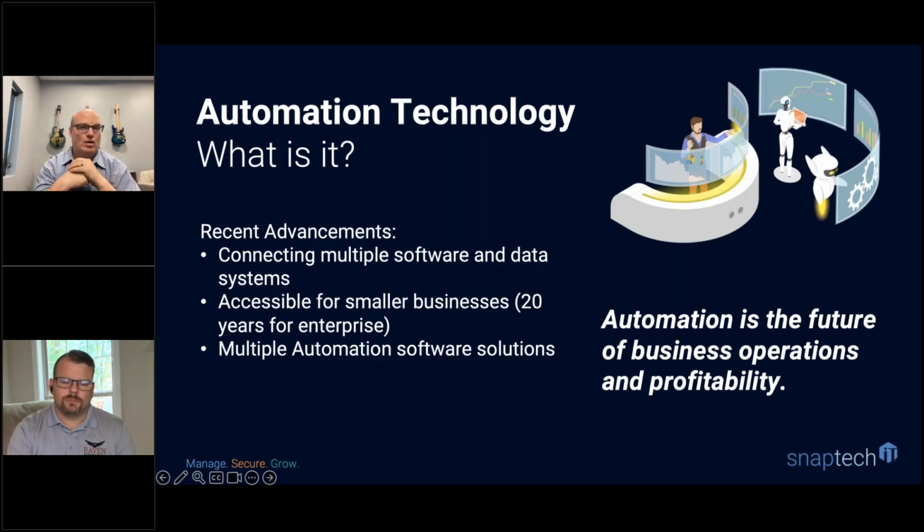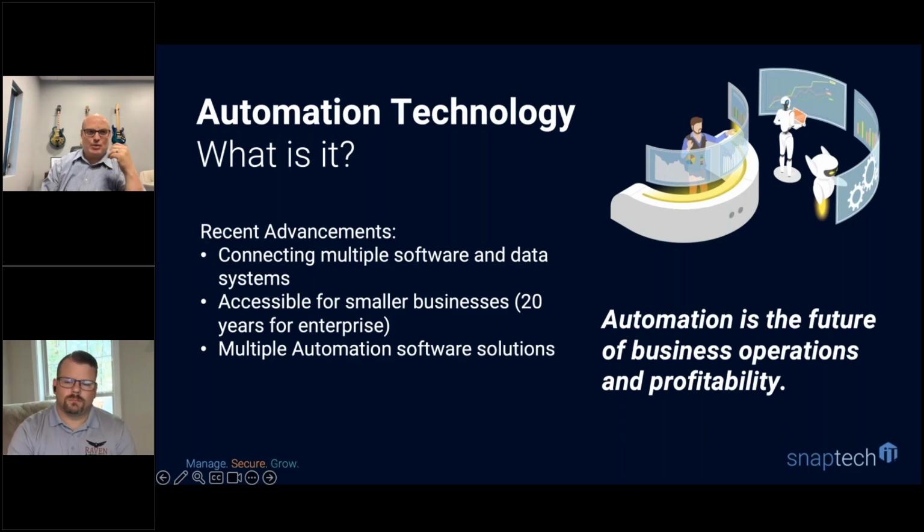So paperwork or input forms, or just reading and responding to emails, looking at your accounting software, looking at your production or your ERP software and doing things and connecting them in ways that they don't naturally connect, that just saves time and makes sure that things get done accurately. That's what automation technology is about today.